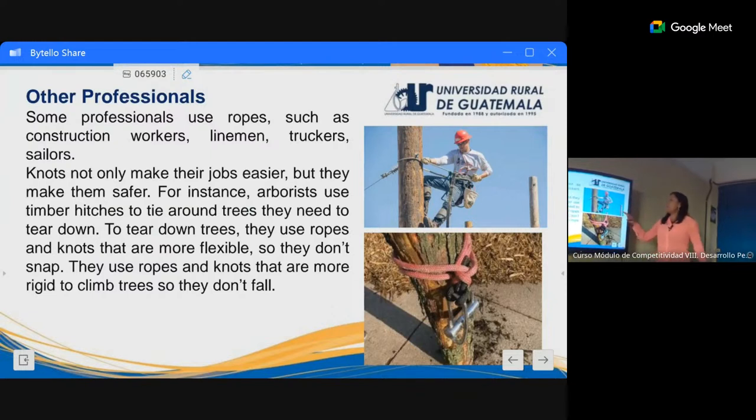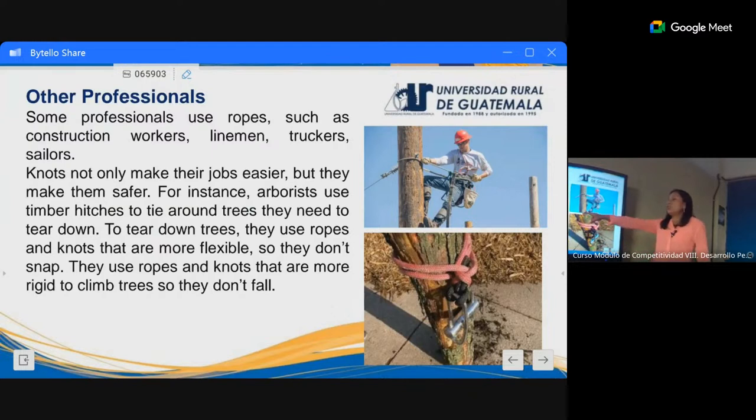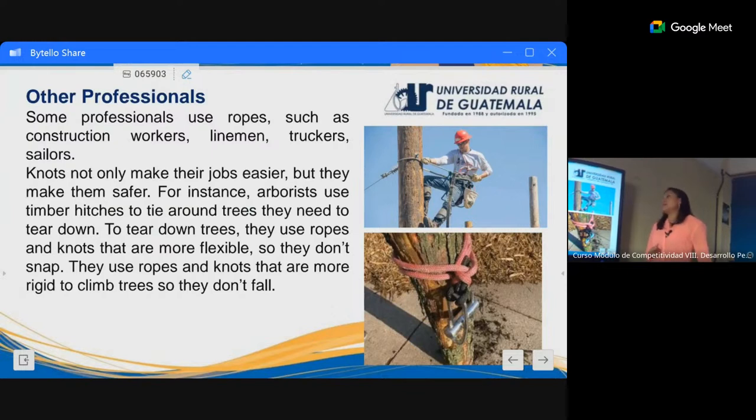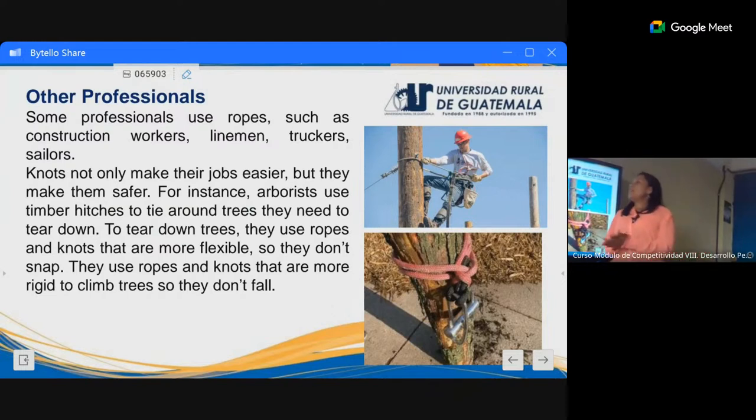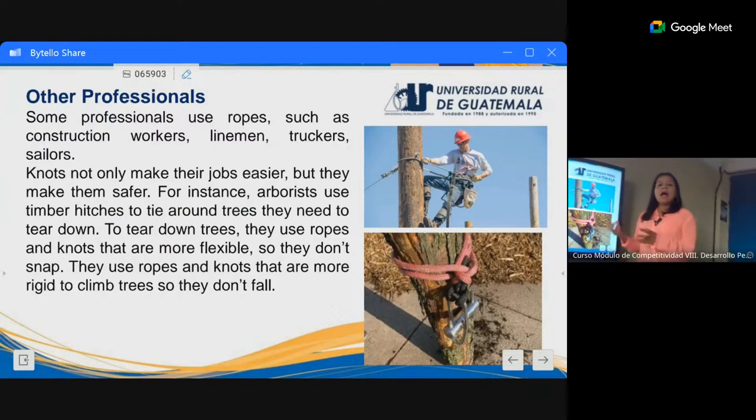Imagine, this would be really dangerous if they don't use the correct type of knot, a very strong knot, so probably they could have an accident. That's why they need to learn, because in that case, they're more rigid to climb trees, as you can see here, for the arborists, the ones that cut down or tear down trees. So that's why they make knots like this. Because they have to learn how to prevent falling down.